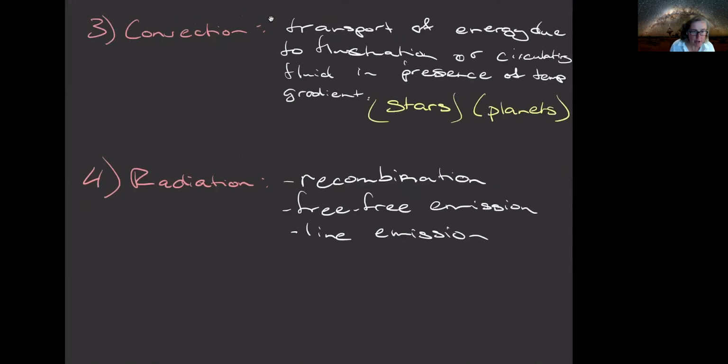The third situation is convection. So I cleverly wrote this out in advance. The convection is something that we're going to develop in a couple of lectures ahead of now, where we're going to work on the convective instability. But it's the idea that you transport energy due to fluctuations or circulations in the presence of a temperature gradient. This is really important inside massive stars and also inside planets, where you have a temperature gradient from the interior to the exterior.